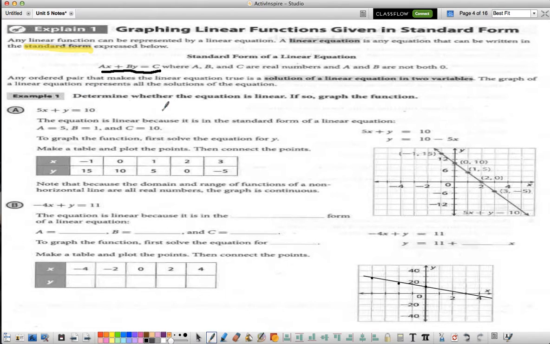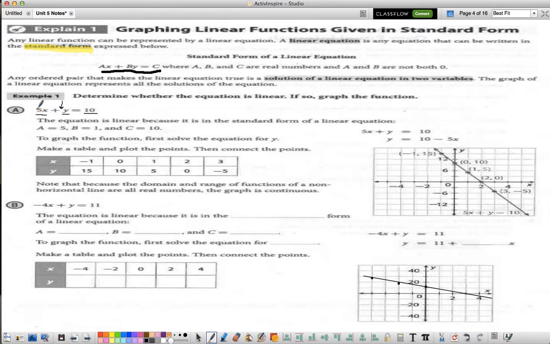All right, so here we go. Determine whether the equation is linear. If so, graph the function. So when you're determining whether or not functions are linear when they're in standard form, you have to look at the form. So here you have something times x plus something times y is equal to 10. So in this case, it would be in standard form because a would be your 5, b would be equal to 1. The reason it's equal to 1, since there's nothing there, it can't be equal to 0 because if it were equal to 0, it would be 0 times y, which is 0, so nothing would be there. So in order for y to be there, it has to be 1.